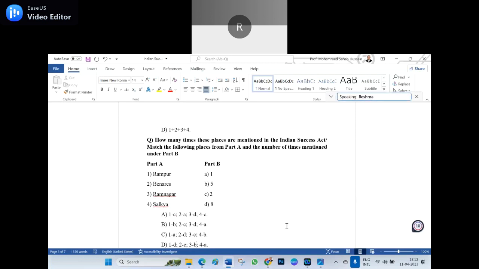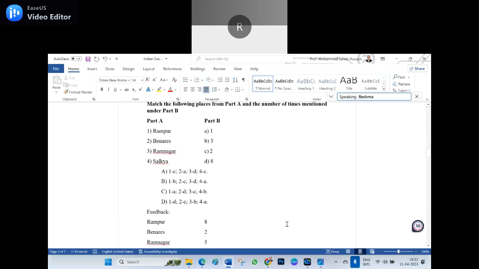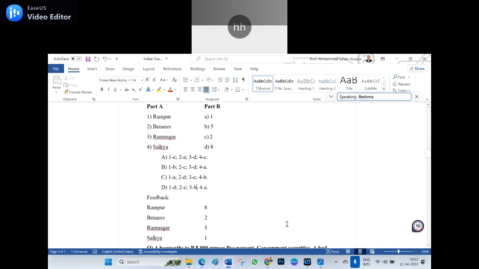How many times Rampur appeared? How many times Benares appeared? How many times Ramnagar appeared? How many times Salkia appeared in the Indian Succession Act? Answer D is the right answer. 1D, 2C, 3B, 4A. Rampur 8 times.